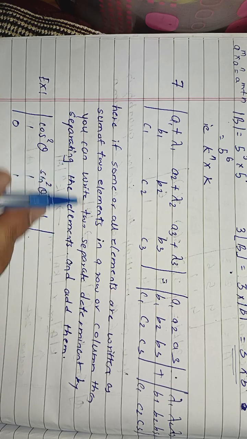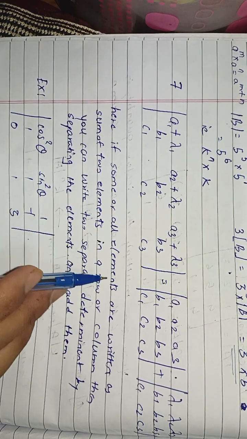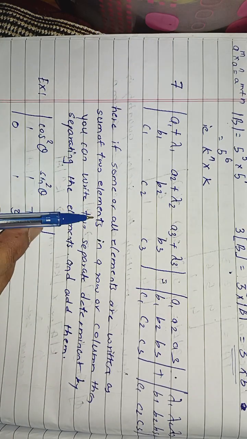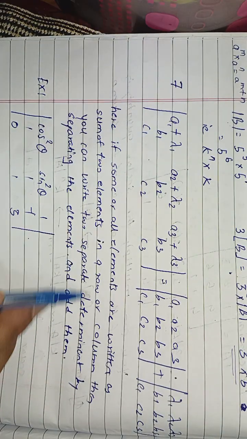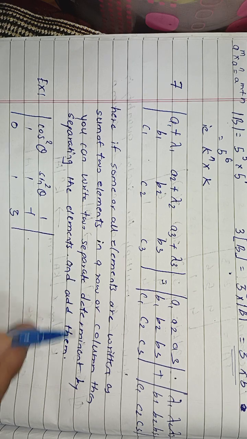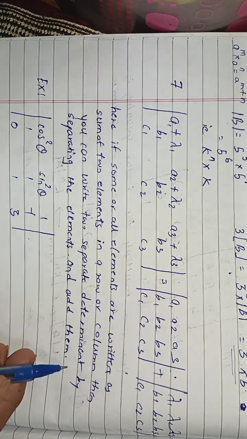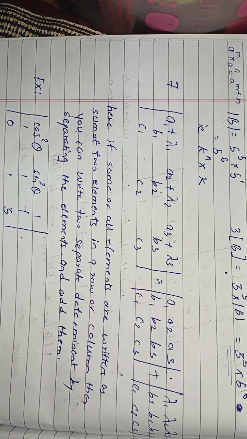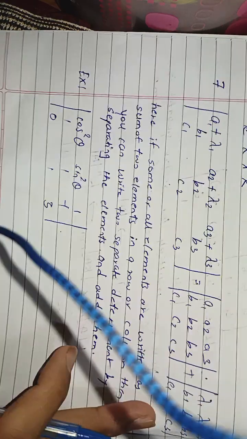So this is the statement: if some or all elements are written as a sum of two elements in a row or column, then you can write two separate determinants by separating the elements, and add them. So let's see one example.